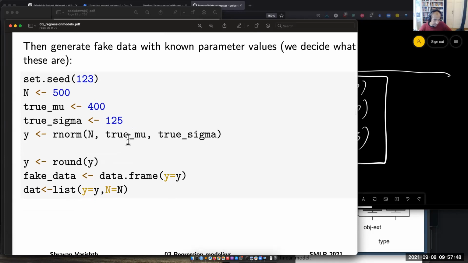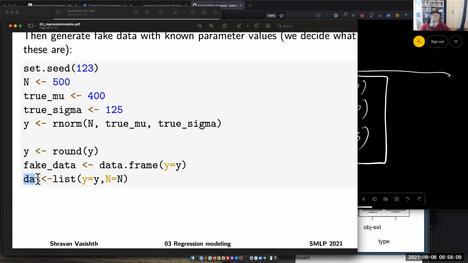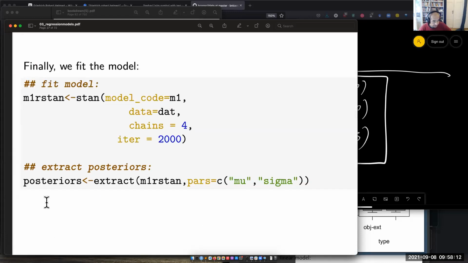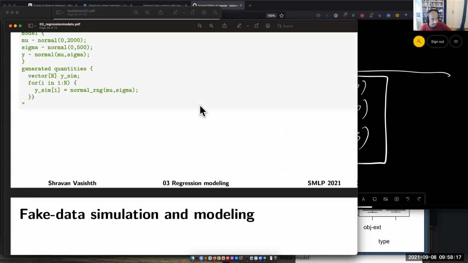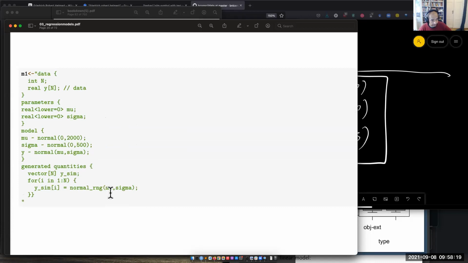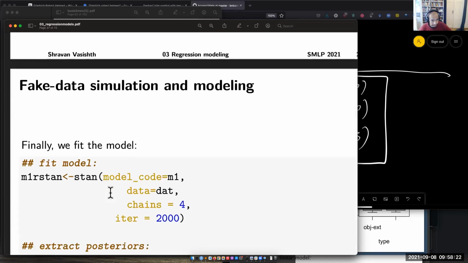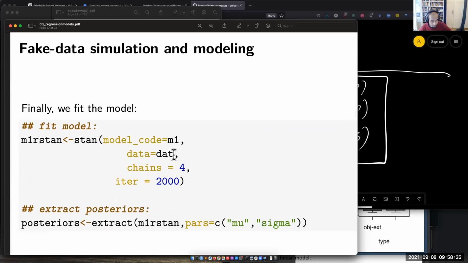So taking these true values, I generate some simulated data using rnorm with 500 data points. This is my fake data now, this Y, okay? Then I'm going to take this fake data and make it into a list object for Stan. So this is my Y vector, this is my number of data points, 500, and this is my data object, which I will feed into Stan now, okay? So in Stan, I'm going to give it the model M1, which I just defined. And then I'm going to give it the new data object, which contains two pieces of information.